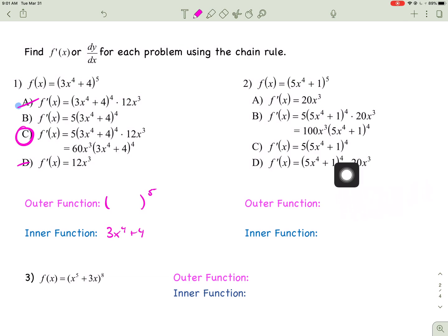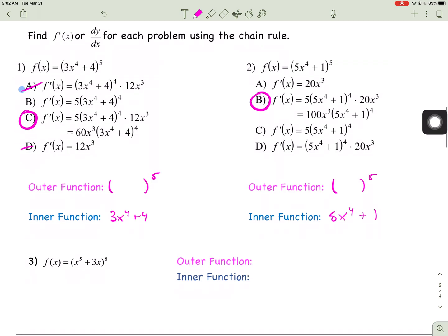What about this next one? Here we go. Inner function, outer function. The outer is going to be something to the fifth, and the inner is 5x to the fourth plus 1. Derivative of the outer, 5, keep the inside to the fourth, decrease the power by 1. Derivative of the inner, 20x cubed. The constant goes away. So which choice says that? Well, that's going to be B. 5, keep the inside to the fourth, times 20x cubed. Then they multiply 20x cubed times 5 and got 100x cubed, parentheses, 5x to the fourth plus 1 to the fourth.